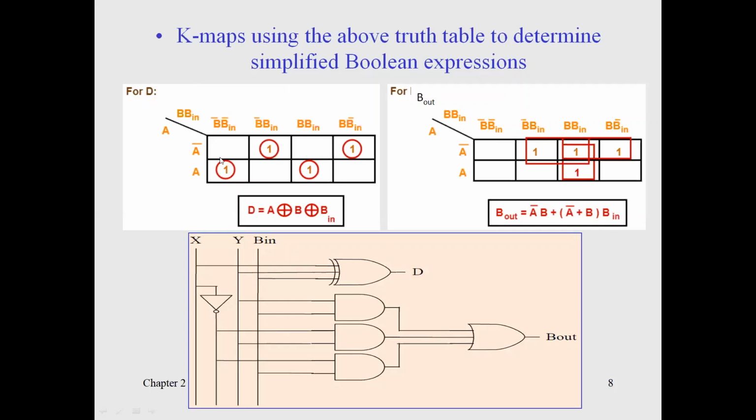So for D you can see here, this is 0, 0, 0, 1, 1, 1, 1, 0. So you can see here 0, 0, 0, 1. So this is 1, this is 2, this is 4, and this is 7. Okay. So as you can see here, nothing you can pair over here. So individually you have to go, and when you solve it, you will get D is equal to A XOR B XOR B in. Okay.